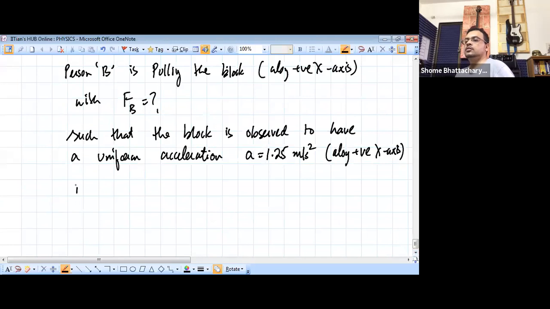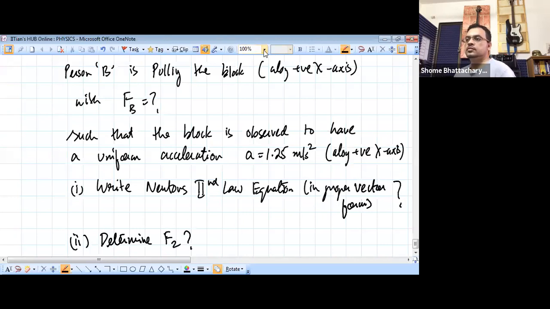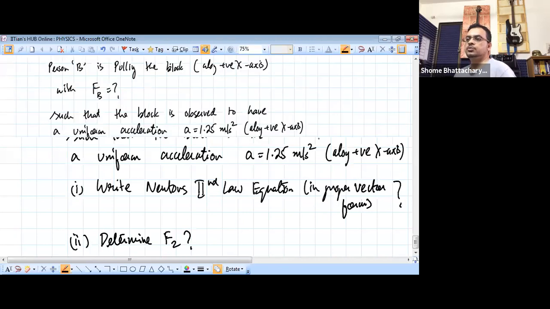So first of all, write Newton's second law equation in proper vector form for the block, and secondly, determine Fb, how much that is. It's a very simple question. Just try this out.